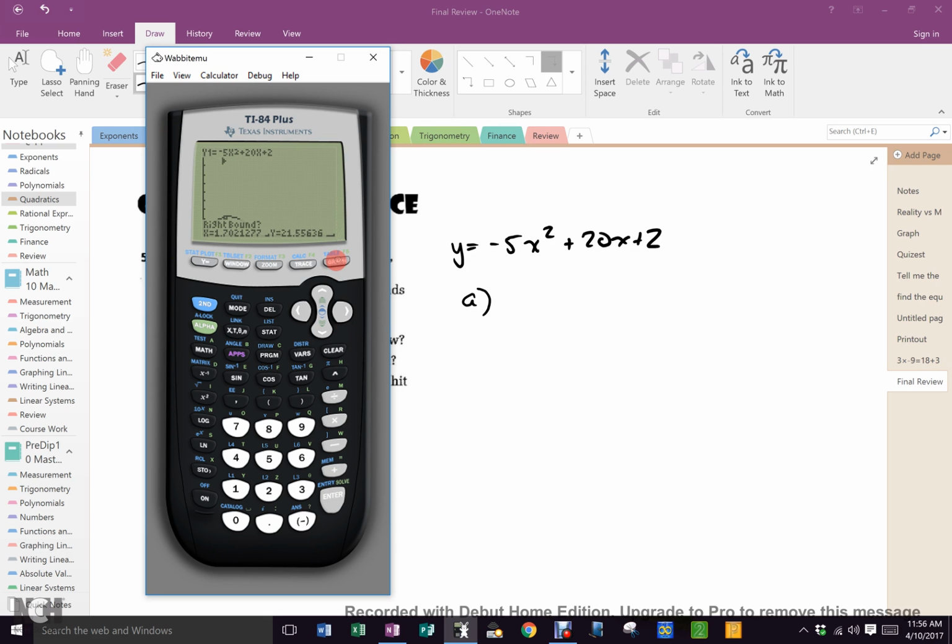Left boundary is entered. Oops, I just hit graph. Second, calculate. Left boundary is entered.